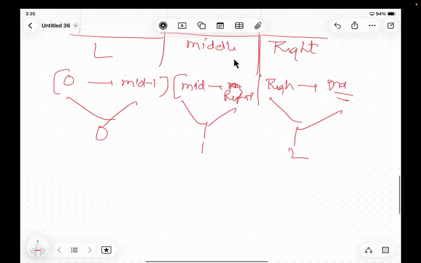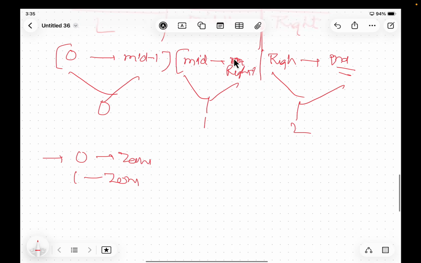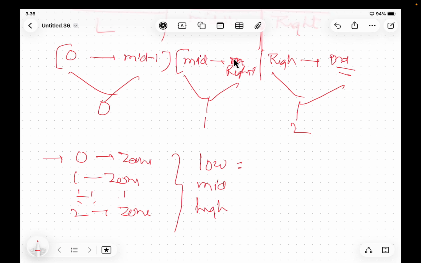Zone wise, there is a 0 zone, a 1 zone, then maybe some unknown zone, and then the 2 zone. So we need pointers to manage these zones, and we have to set up our pointers. There will be 3 pointers, since we are going to categorize into 3 categories: the low pointer, the mid pointer, and the high pointer. So low equals 0, mid is also 0, and high equals n minus 1, where n is the length.